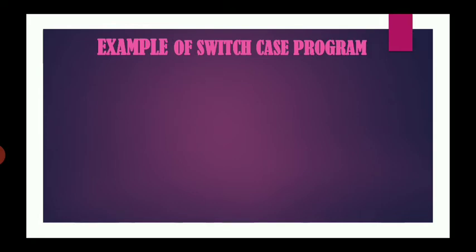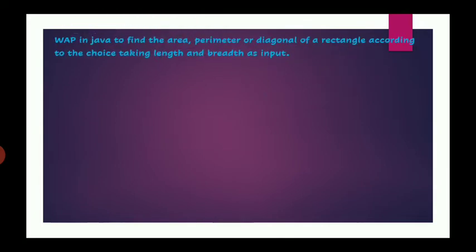Example of switch case program. So let's see one program. So this is the question. Write a program in Java to find the area, perimeter or diagonal of a rectangle according to the choice, taking length and breadth as input. So we have to take length and breadth as input. So first we have to write an input stream reader. Let's see how to write.